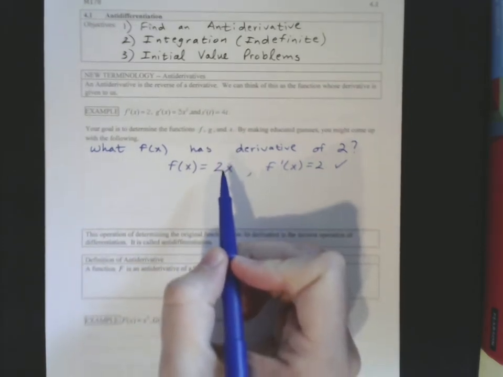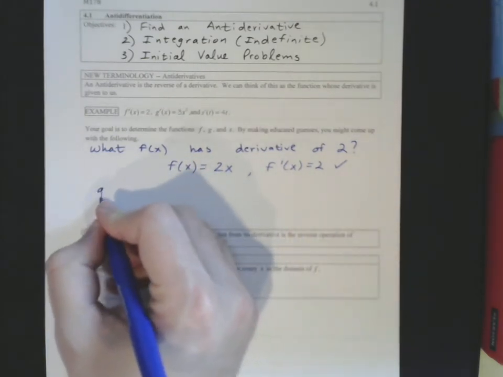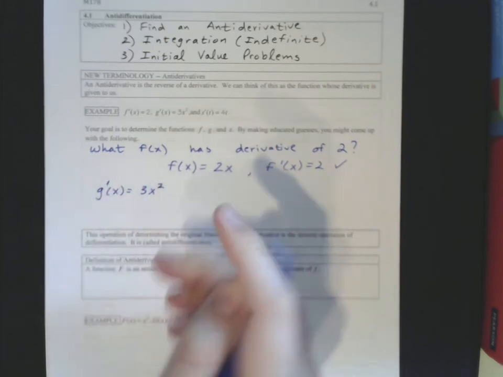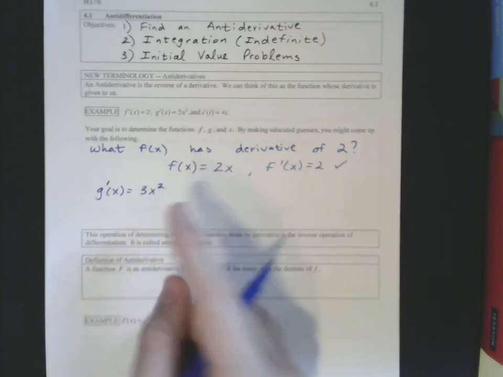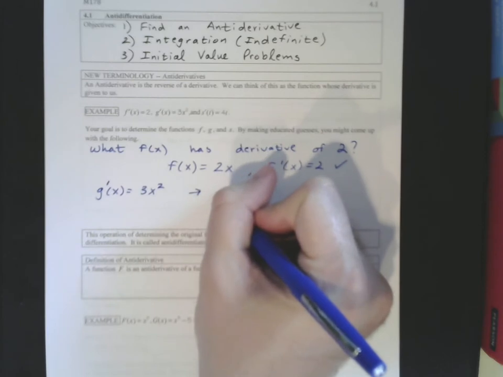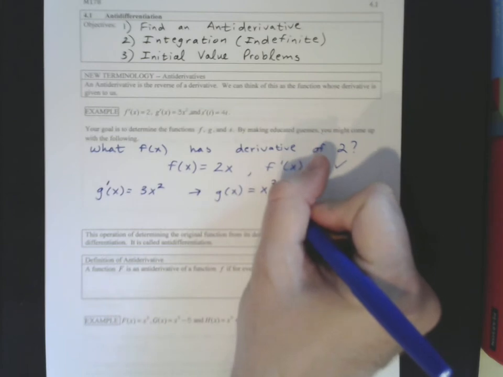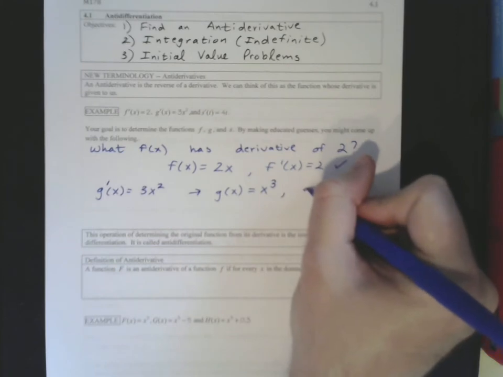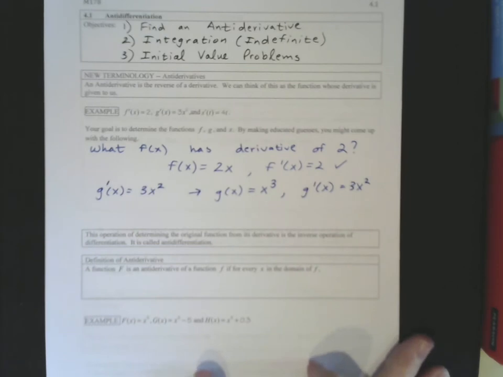Now when we think about g of x, g prime of x is 3x squared. So we know when we take derivatives to get to the second power, we should have started with the third power. And so usually we stick with x cubed. Now, as it turns out, if we take the derivative here, g prime of x becomes 3x squared. And so we have our answer immediately.